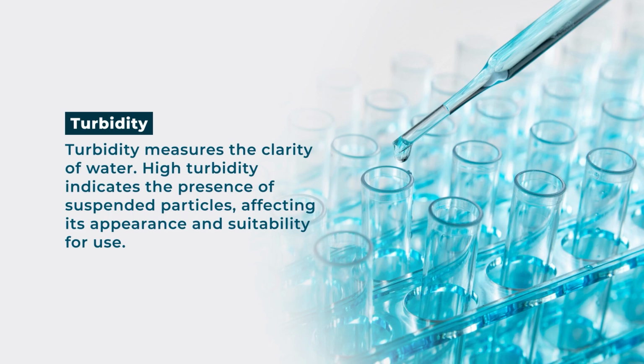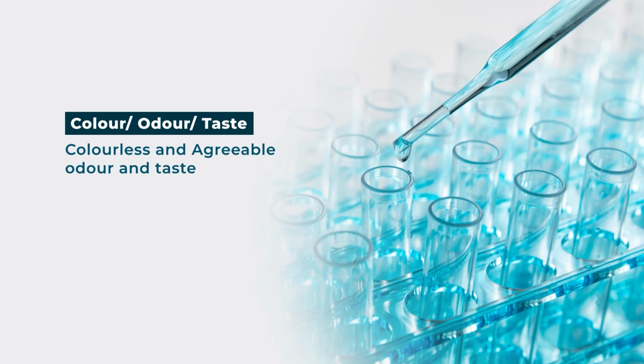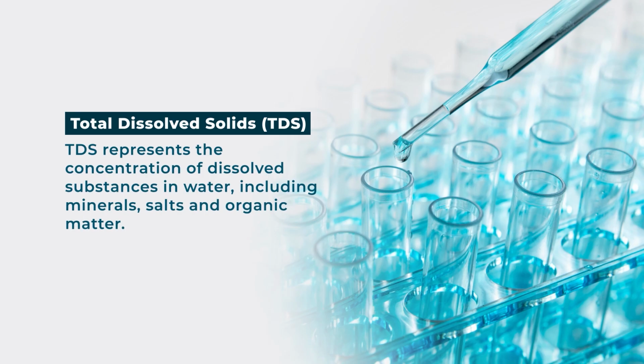Similarly, turbidity is the clarity of water. It indicates the presence of suspended particles. When we use it in food processing, it can affect our product's appearance and suitability. Conductivity is the ability of water to conduct electricity, indicating the presence of dissolved salts. So it is an indirect parameter to judge water quality. Similarly, color, odor and taste should be agreeable. Total dissolved solids is the concentration of dissolved substances in water, including minerals, salts and organic matter.